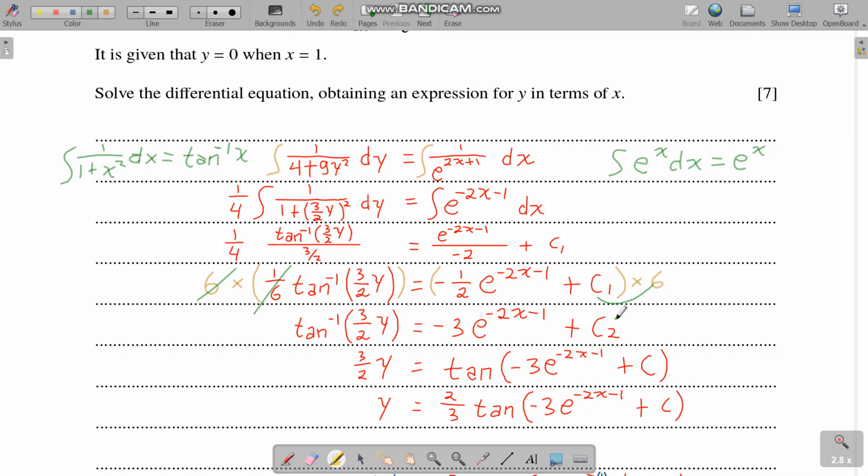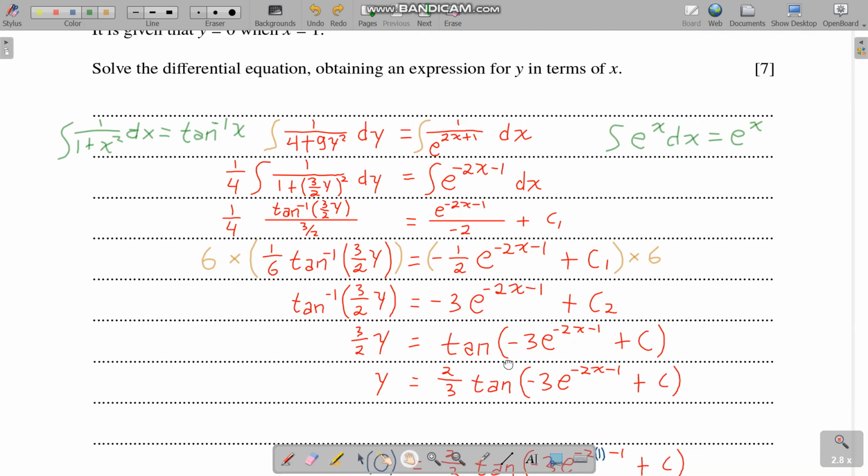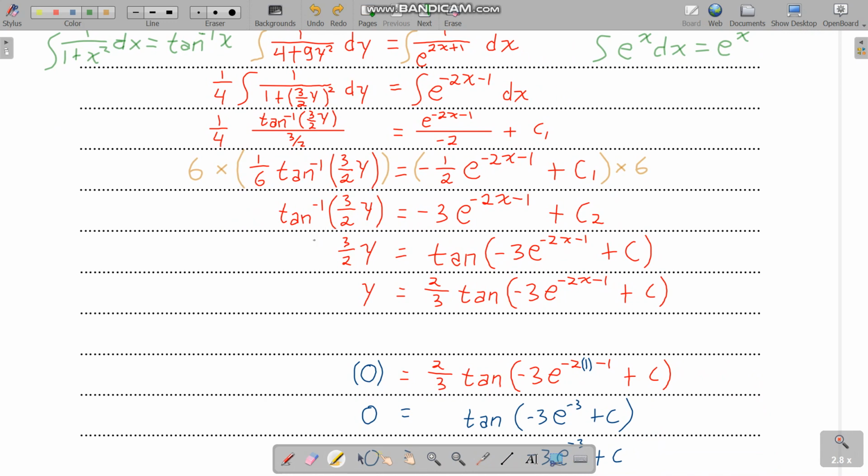And now we can do tangent both sides, tangent, everything on the left cancels out, we have only 3/2 y. On the right we have tangent the whole thing, and we can call the c2 just c here. And finally we multiply by 2 over 3 both sides, we get y in terms of x. This is the general solution.